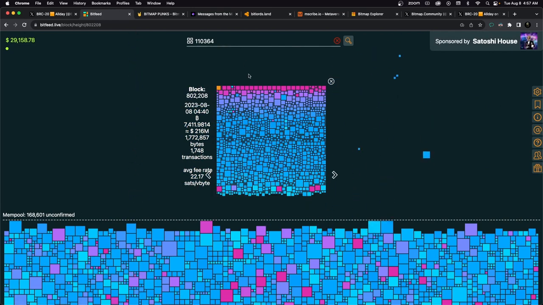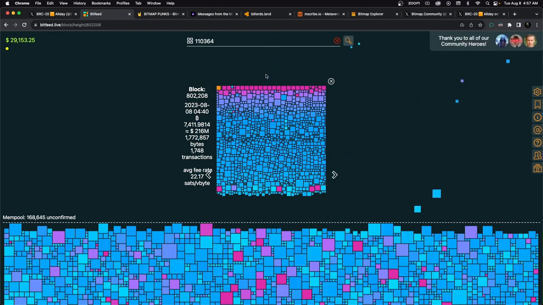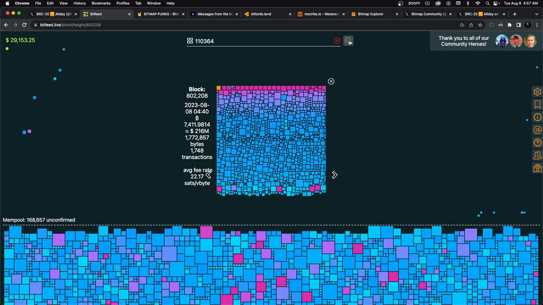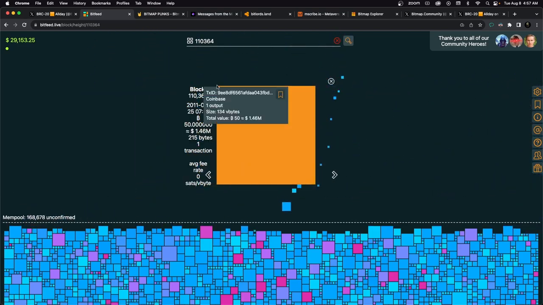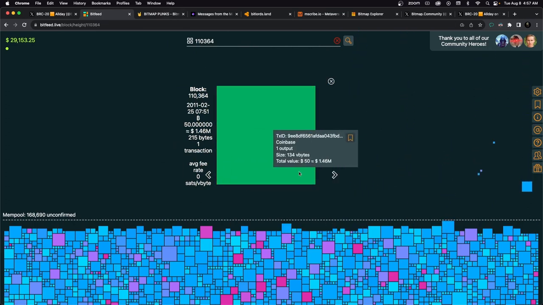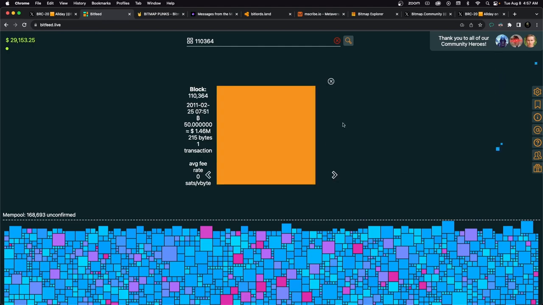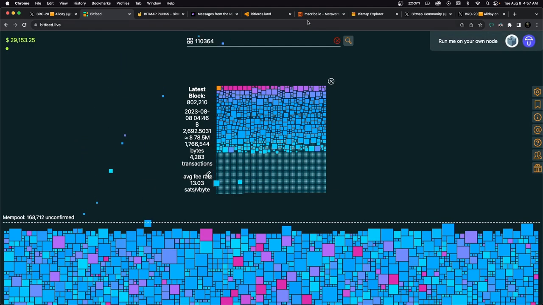But if you look at the earlier blocks, you can see that they have fewer transactions since the network wasn't being used as much, and as a result they had completely different characteristics overall. Let's look at this block. It's a block in the early 100,000s, which is a single transaction block. As you can see here, it completely looks different from the most recent block that we have over here with all these transactions.